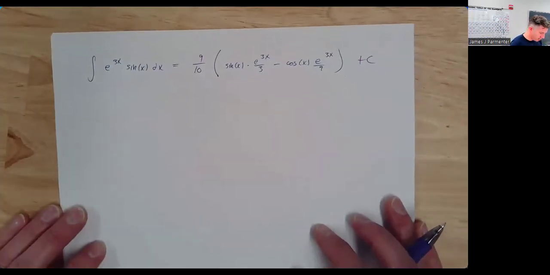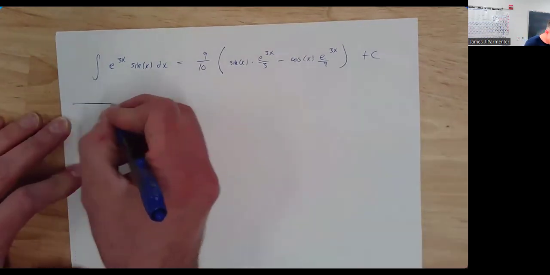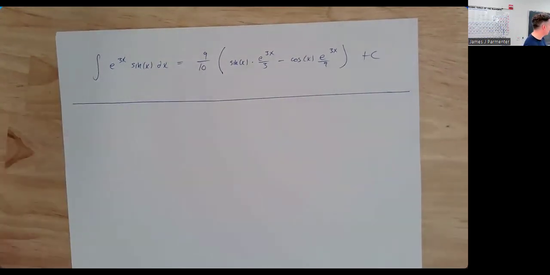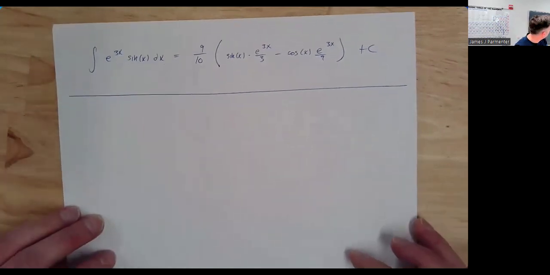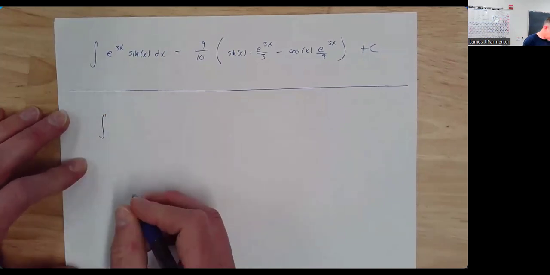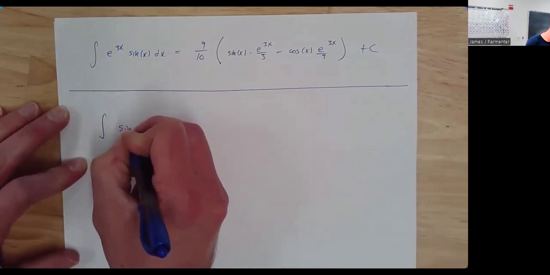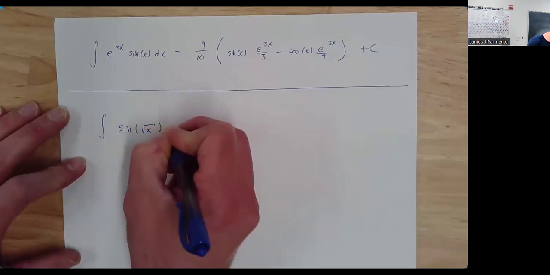Okay, let's look at a few other problems here. So the thing about integration by parts is it's just one of the many methods we will have in our toolkit of integration tools. But let's say we had something like the antiderivative of, yeah, let's do that one. Let's do sine of the square root of x.